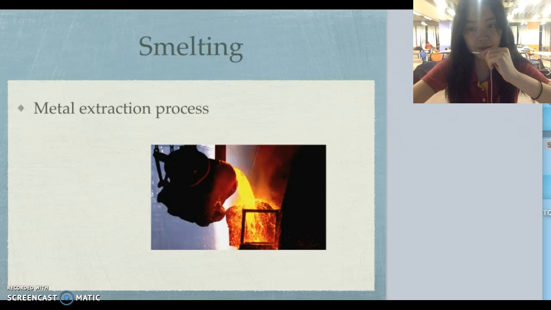The second vocabulary is melting. This is a process where we put metal or ore in a furnace to turn it to liquid, so we can rebuild that metal again.